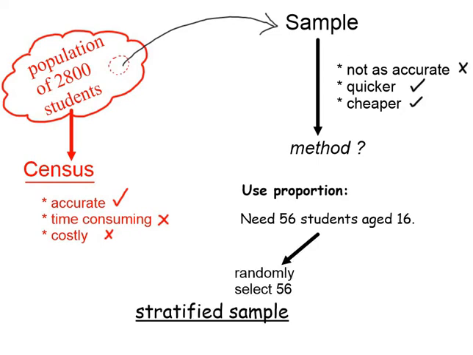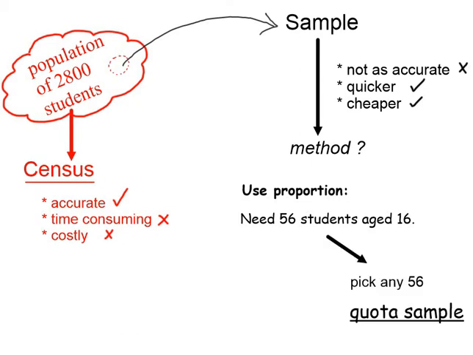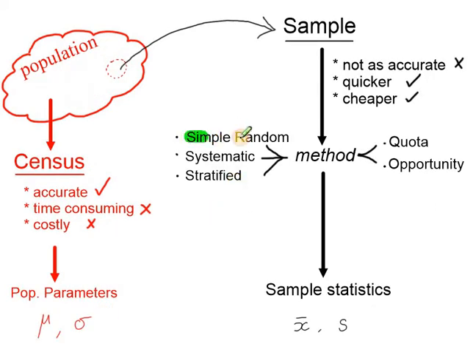I could then select those 56 students randomly, and that would lead to a stratified sample, or I could just pick any 56 students I like, so a convenience type of selection, and that leads to a quota sample. So these three sampling methods involve some kind of randomness in the selection process. Quota and opportunity sampling do not involve any kind of randomness.